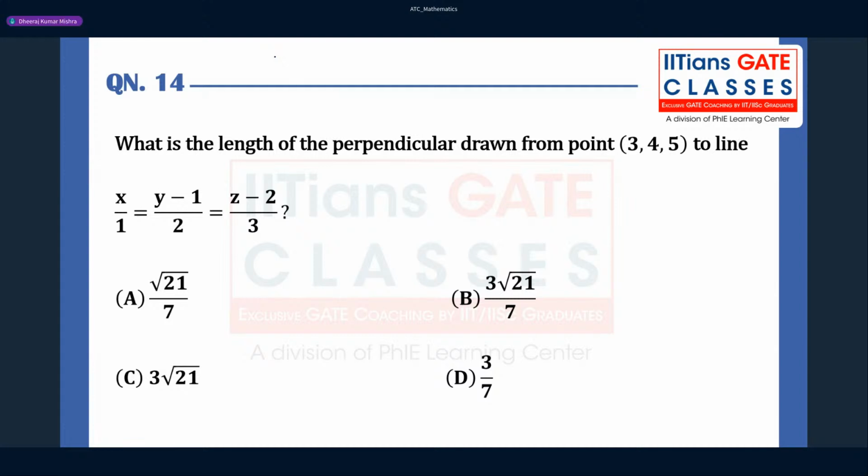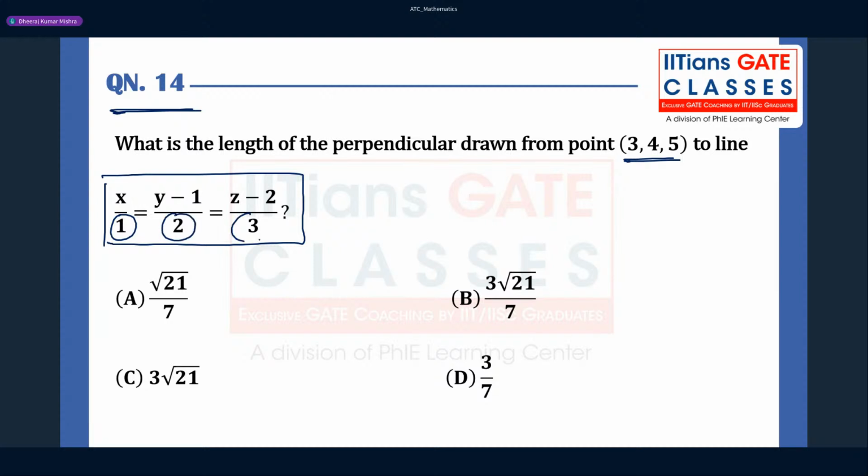Okay, now you see this question again. What is the length of the perpendicular drawn from point 3, 4, 5 to the line x by 1 equal to y minus 1 by 2 equal to z minus 2 by 3? So this question we can do properly. We have to find the length of the perpendicular drawn from the point 3, 4, 5 to the line. So this is the line equation they have given, and these are known as direction ratios. I believe everybody knows, right?